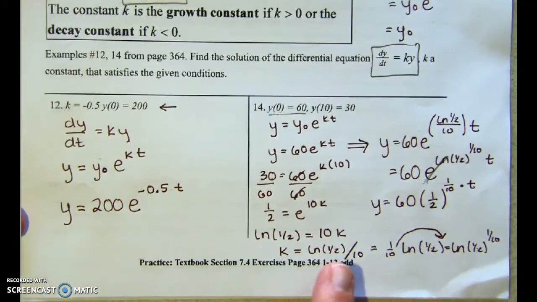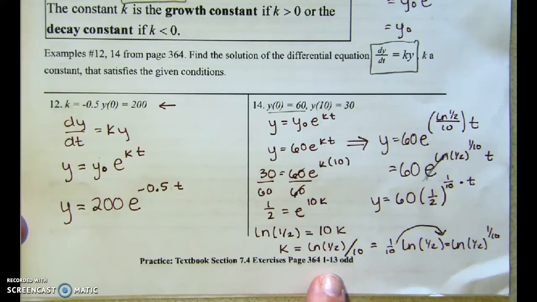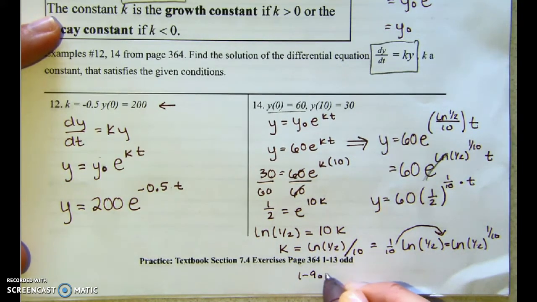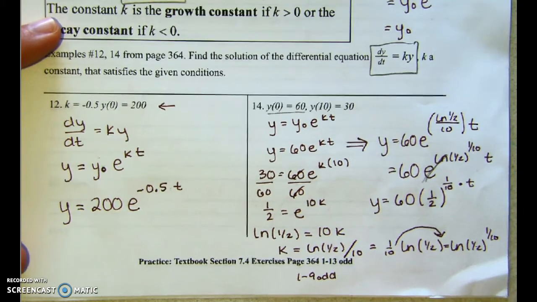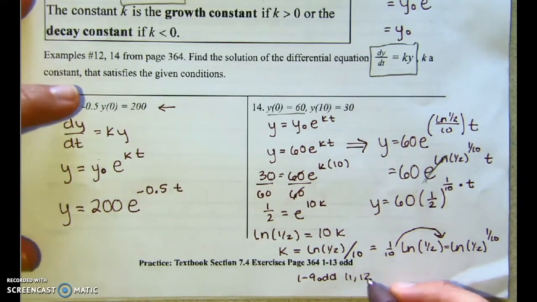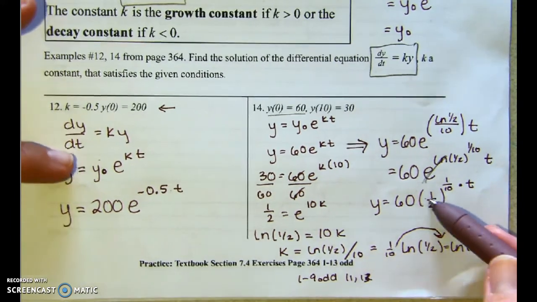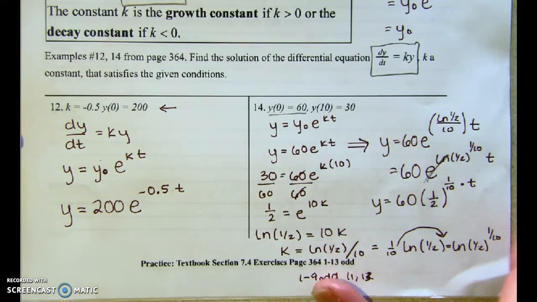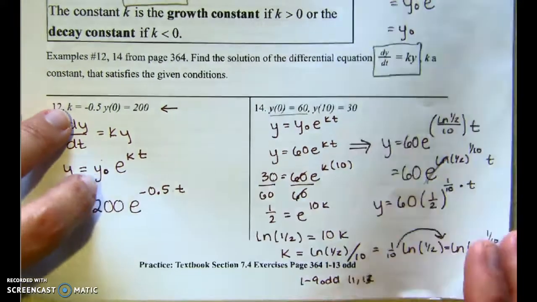So what are you going to do? You're going to practice 1 through 9 odd, solving differential equations. Yay, more practice. And then 11 and 13 are like this. And we're going to do more growth and decay examples in class, in an activity.